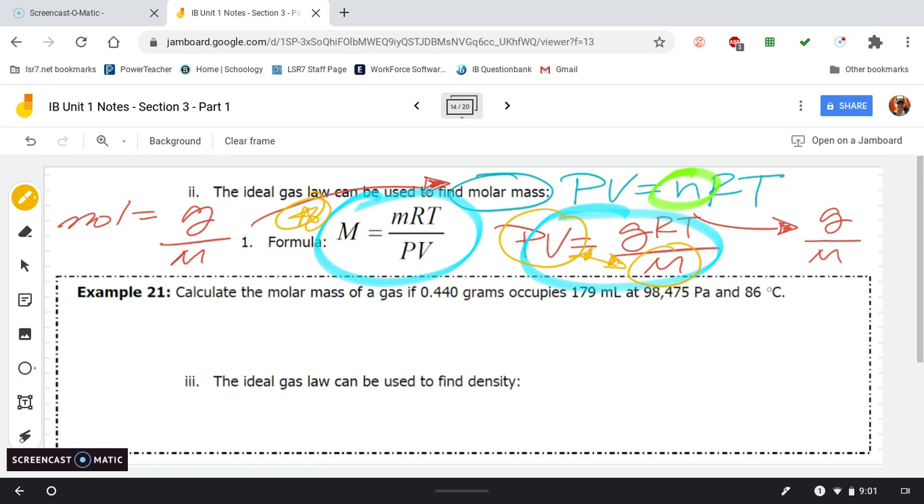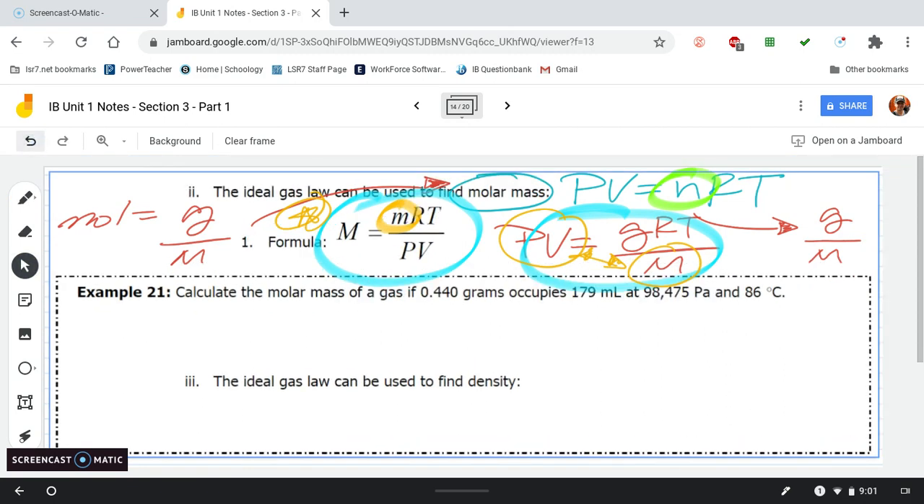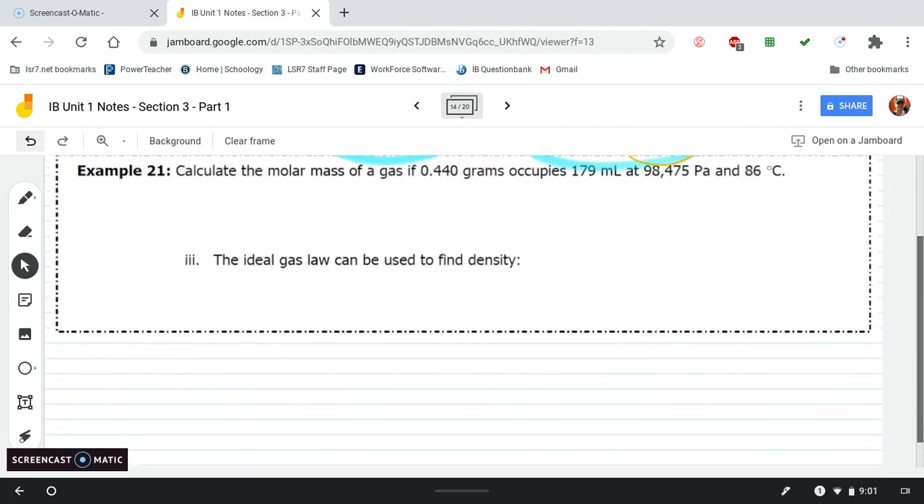Now notice that I use the lowercase m there instead of G. You can replace that if you want, but I replaced that M, because M is mass, with G for grams. I think that might be kind of useful. So anyway, that's the formula. So let's go ahead and slide down here.